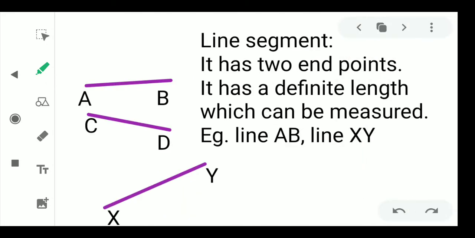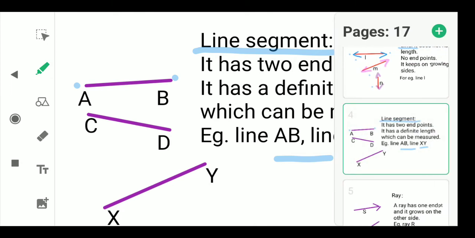Line segment. A line segment is part of a line. It has a definite length which can be measured. It has two endpoints. So accordingly we may name them as line segment AB, line segment XY, etc.